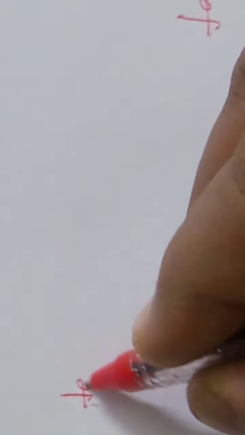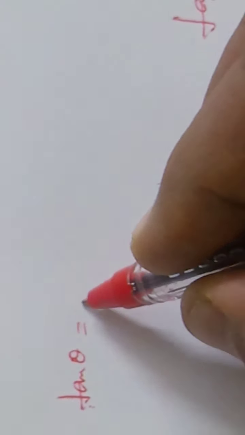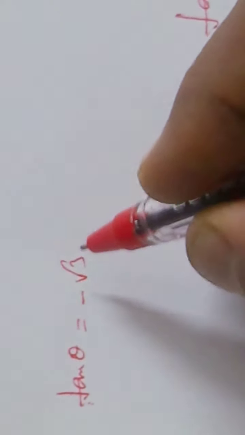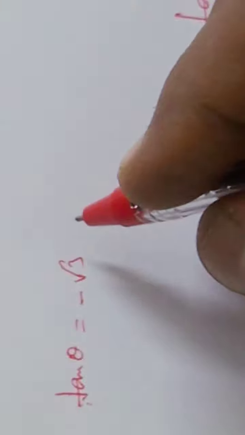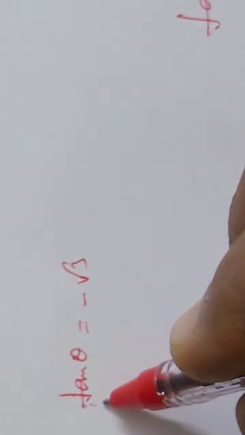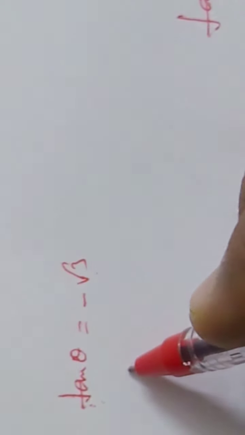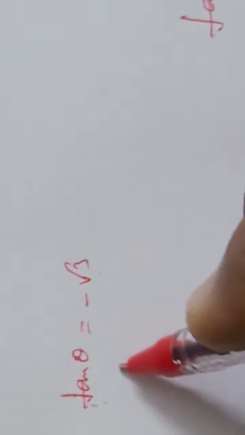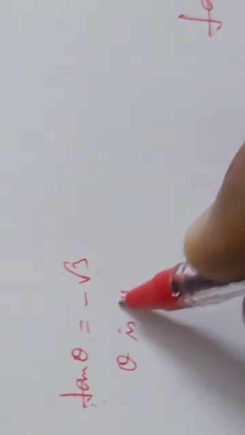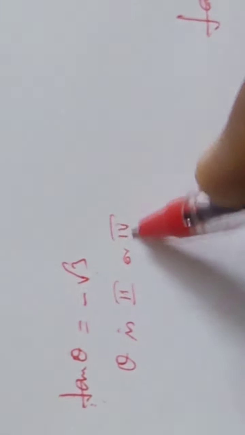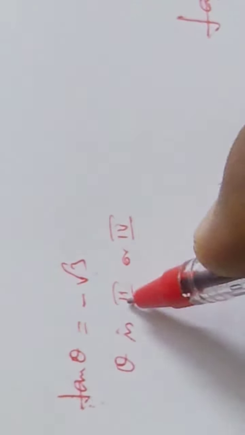Suppose I give you tan theta is minus root 3. So often what you people will ask is, since we have taken root 3, I am telling you that theta is in second or fourth quadrant, because these are the two places where your tan is negative.